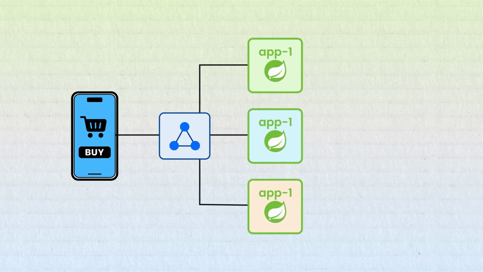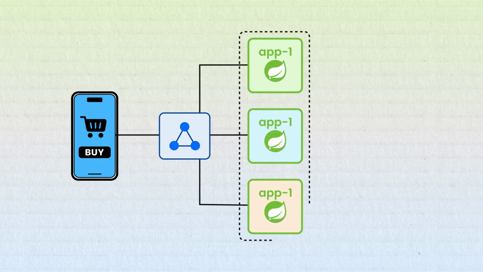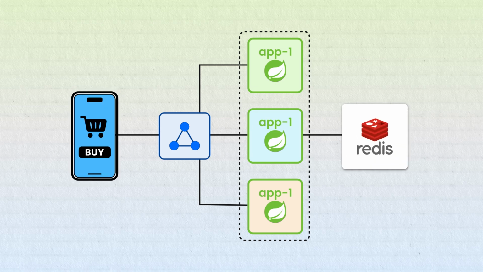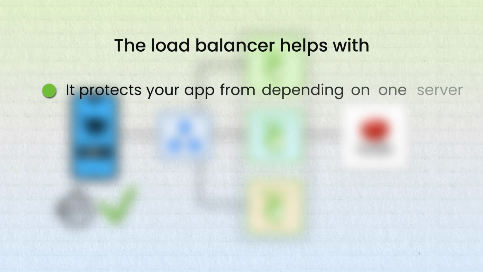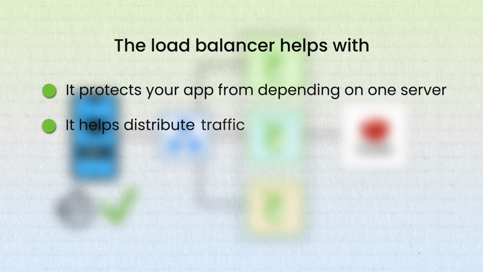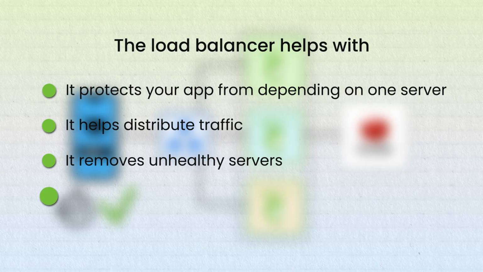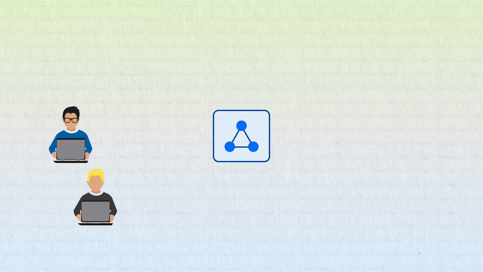In a real production system, the flow may look like this. A mobile app or browser connects to the load balancer, and the load balancer distributes requests to the instances of your application. And the instances of your application connect to whatever you have in terms of external services, such as a database or Redis. The user doesn't care which Spring Boot instance handled the request, they only care that the app is fast and always available. That's exactly what the load balancer helps with. It protects your app from depending on one server, it helps distribute traffic, it removes unhealthy servers, and it makes scaling much easier.